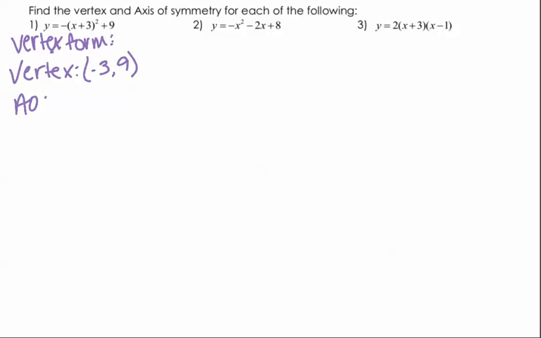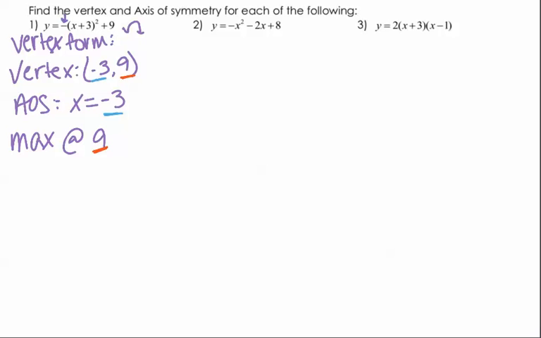Now my axis of symmetry, which I'll say is AOS, first thing I want to remember is that it has to be a line, x equals. And that's going to be negative 3 because whatever the x-coordinate of your vertex is, that's what your axis of symmetry is. They're the same value. Now I have to decide if this is a maximum or a minimum. Because this is negative out front, that means my parabola would be opening down, which means I'm going to have a maximum value, and I'm going to have a maximum value at 9. Now, whatever the y-coordinate of my vertex is, that's my max or my min value.